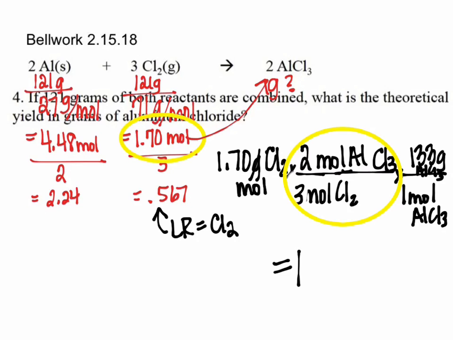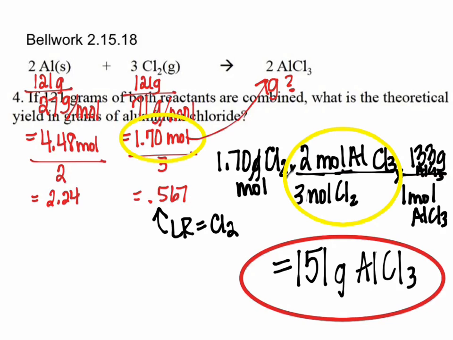Is it 151 or something? So 151 grams of, 150.7, so 151. AlCl3. So what we're going to talk about today is theoretical yield. So in the lab, theoretically, that's what I can make.